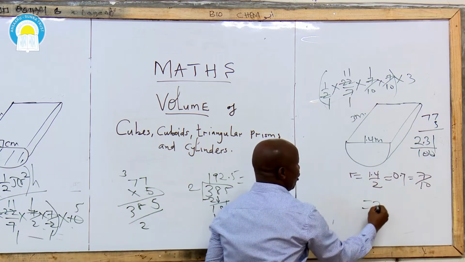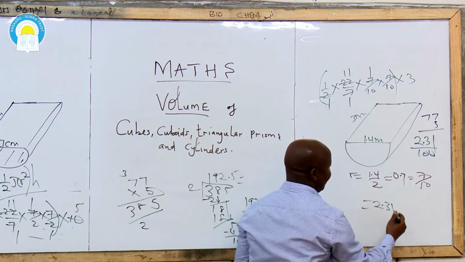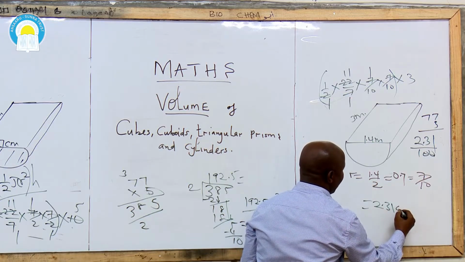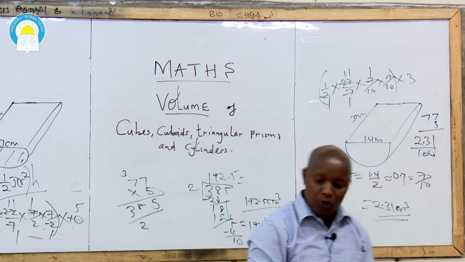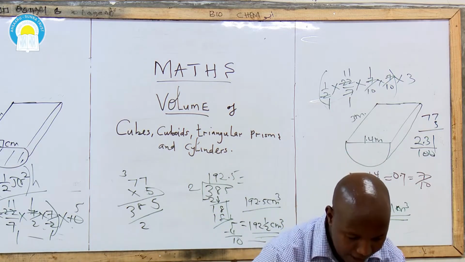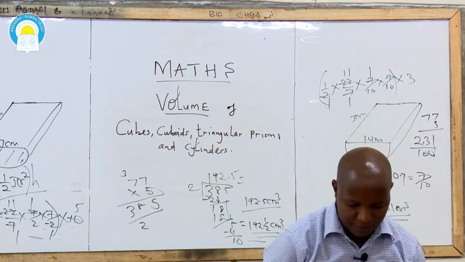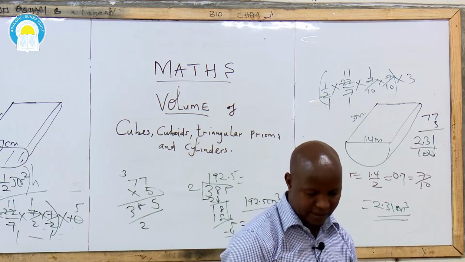So our volume is now 2.31 cubic meters. I believe now you have understood. Be very careful on this topic because it's a very common question in the exams.